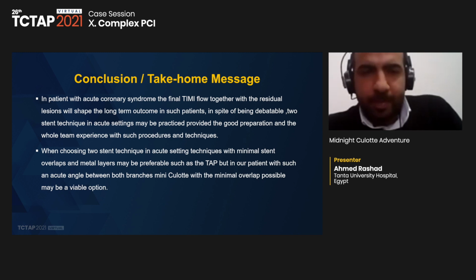And when choosing a two-stent technique in the acute setting, techniques with minimal stent overlaps and metal layers may be preferable, such as the TAP, but in our patient with such an acute angle between both branches, mini-crush with minimal overlap is a viable option, especially when the sizes of the two side branches are nearly equal.